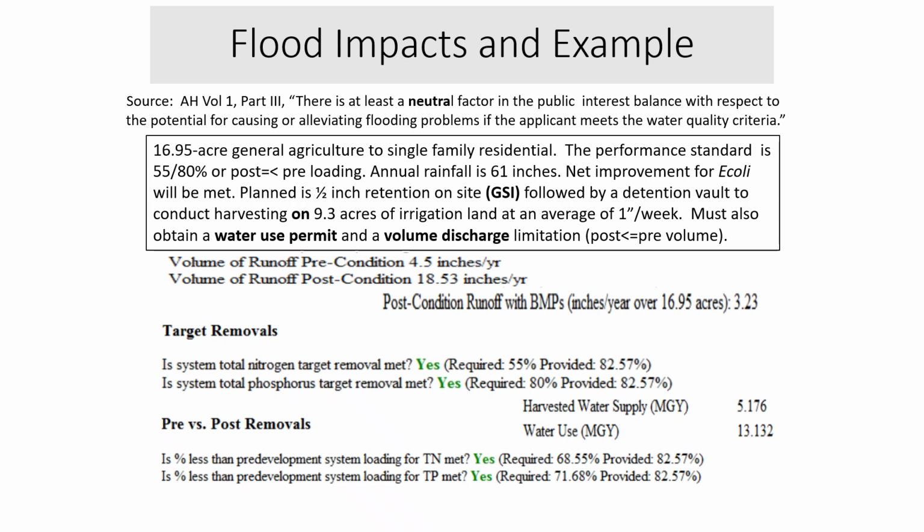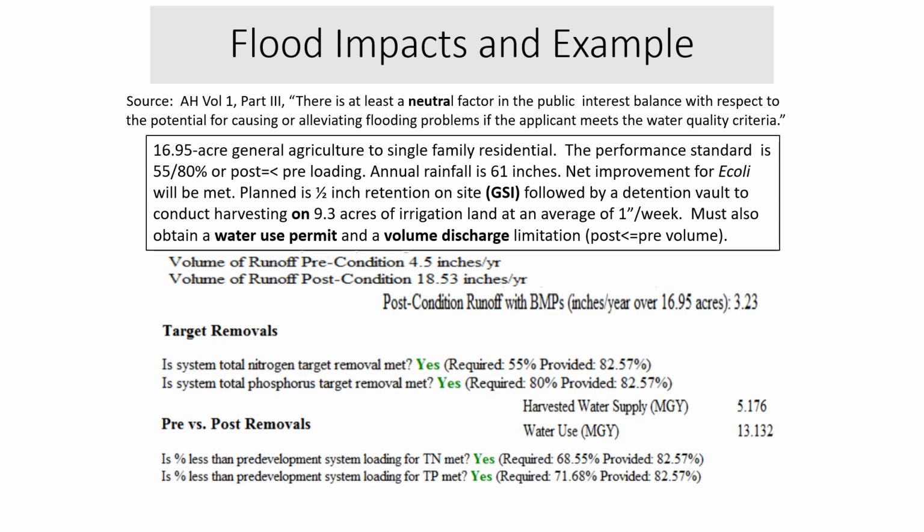Consider this example of a land use conversion. A 16.95-acre parcel is being converted from general agricultural use to single-family residential. The site experiences an annual rainfall of 61 inches, without any stormwater management practices in place. This change in land use would dramatically increase the annual volume of runoff, jumping from an estimated 4.5 inches to a staggering 18.53 inches per year. This kind of increase would clearly exacerbate flooding problems downstream.